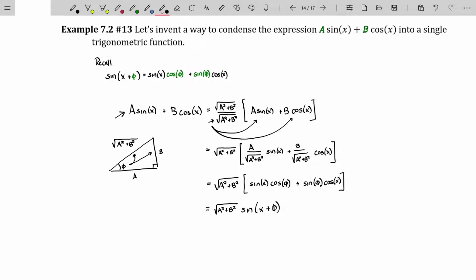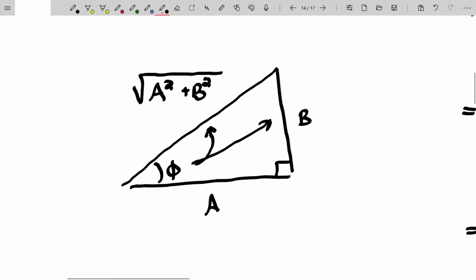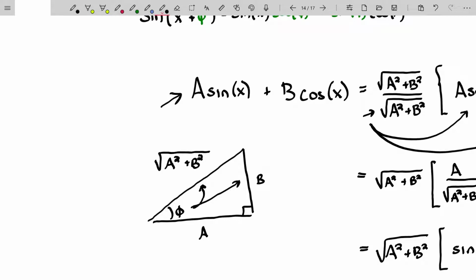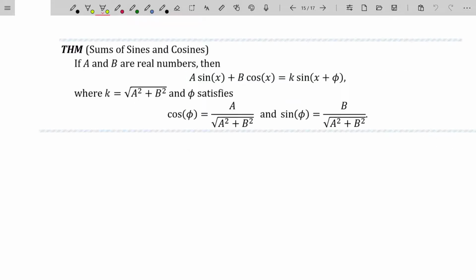But it is kind of important to note that the quadrant that our triangle is going to be in depends upon the signs, the plus or minus signs, of these coefficients. It's just important for you to remember the coefficient of the sine is going to stand for the cosine of a different angle phi, and the coefficient of the cosine is going to be the sine of that angle phi. So we're going to keep that in mind as we move forward.